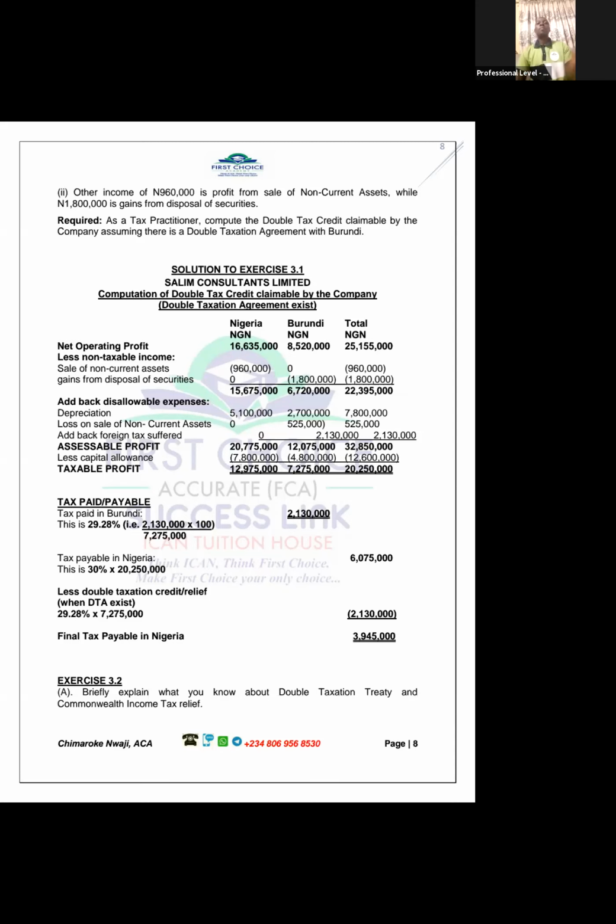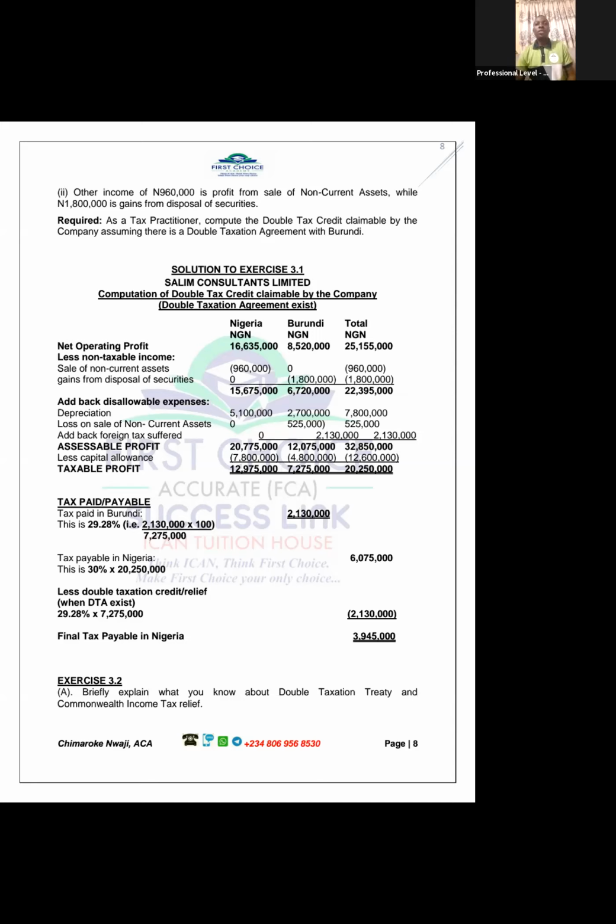Now look at the tax paid in Nigeria. It's going to be 30%, right? Fine. That will mean that we're going to look for 30% of what? Not 12,975, but the total, 20,250. And that gives you 6,075,000. Now, since the company is a Nigerian company, it is Nigeria that is granting the double taxation relief or credit. And how much is the relief?